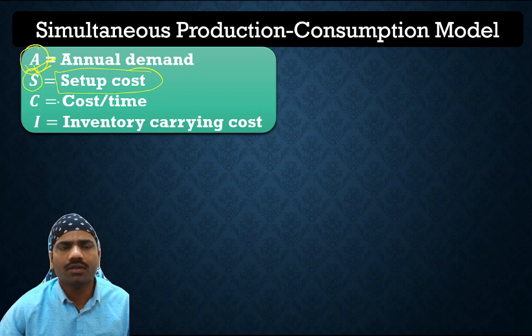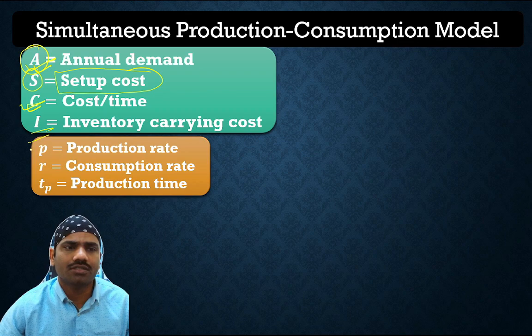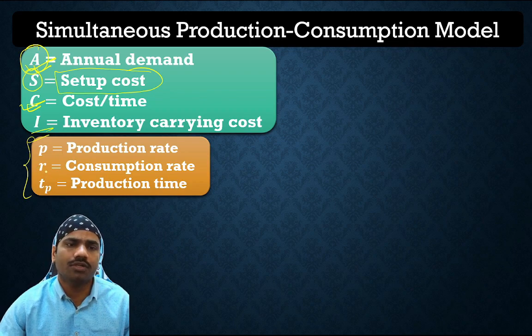And we have another cost, the actual cost of the product, the cost per unit, and that is C. And we have the inventory carrying cost, and that is I. Then we have three terms: production rate, consumption rate, and production time.